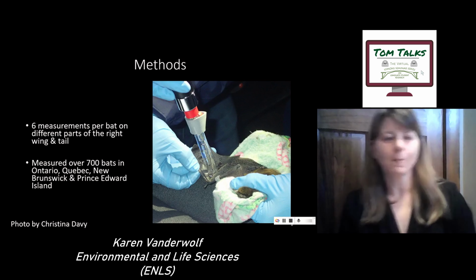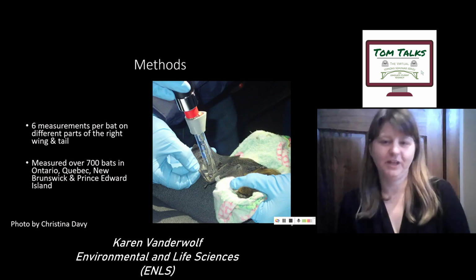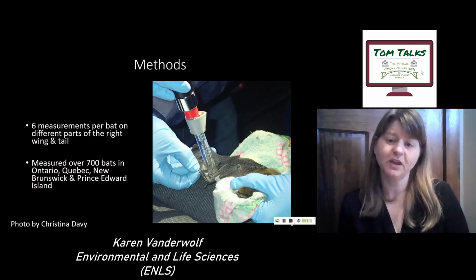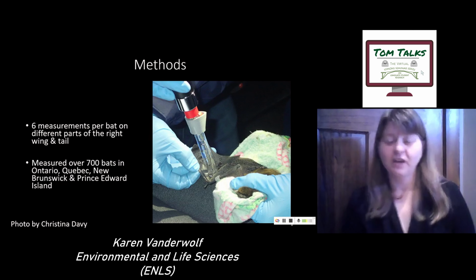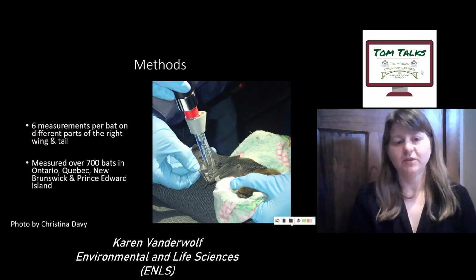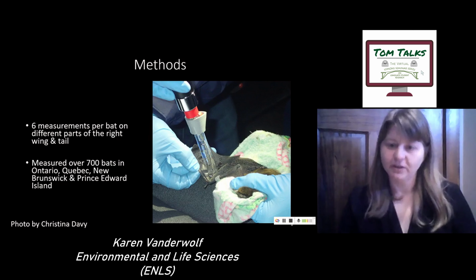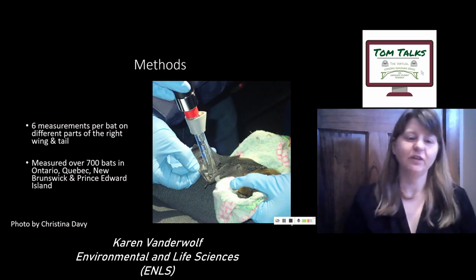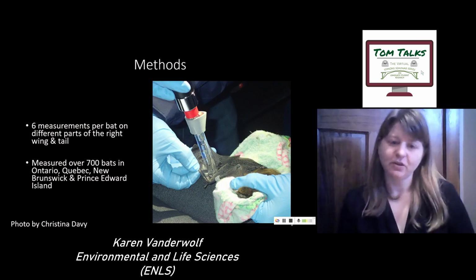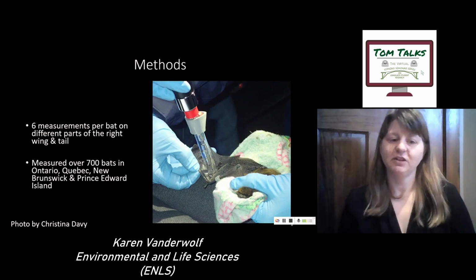So how do you measure skin pH? Well, what I did is I took a pH meter that was designed for humans for dermatology studies, and I used that on the bat skin. I took 6 measurements per bat, on different areas of the wing, to try to get that variation. And in the end, I measured over 700 bats in Ontario, Quebec, New Brunswick, and PEI.